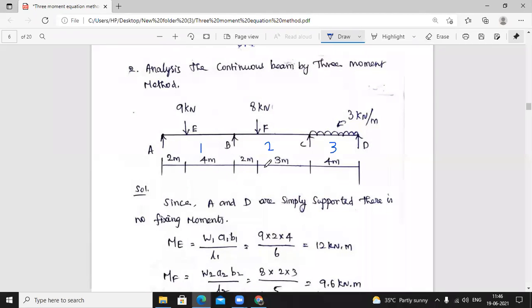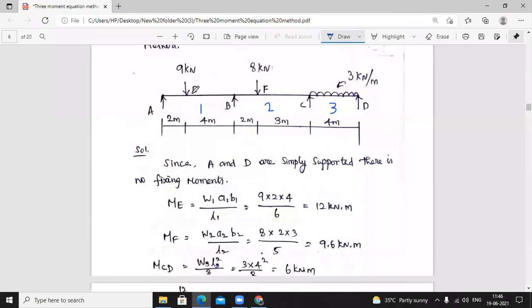So now what is the bending moment? Now consider only the first span. The load acting point is E point. It carries 9 kilonewton. What is the bending moment formula? Simply supported bending moment formula. A simply supported AB span of 6 meter, and a 9 kilonewton load is acting 2 meter from A. So it is an eccentric load.